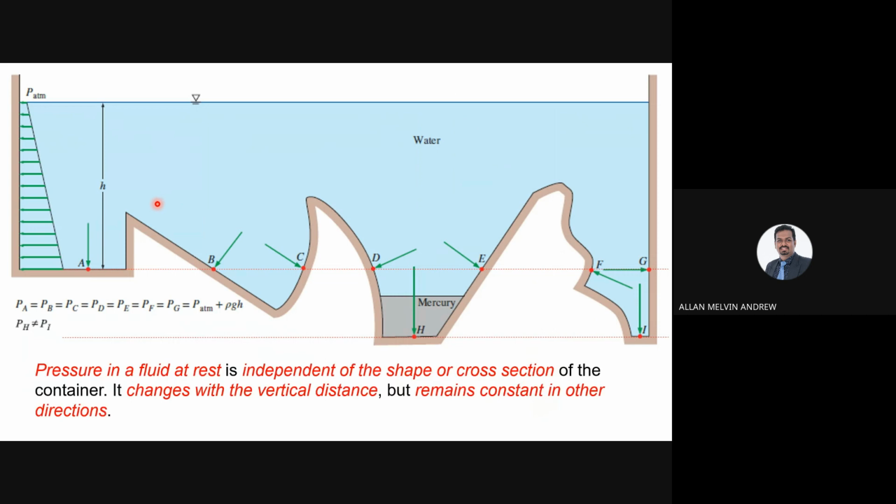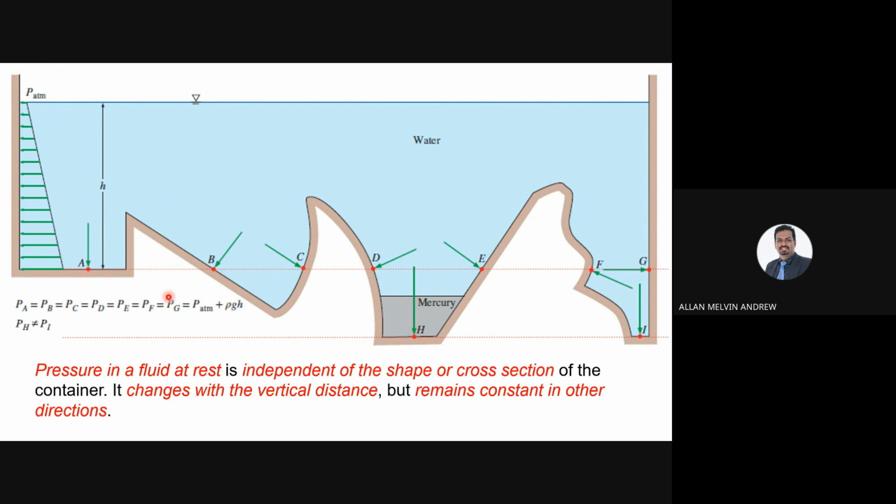Okay, so I think you have seen this in your midterm exam. We can see there's water, and we have a surface. The surface is at atmospheric pressure. As it goes down, pressure increases, and the height is h. So we have a point.